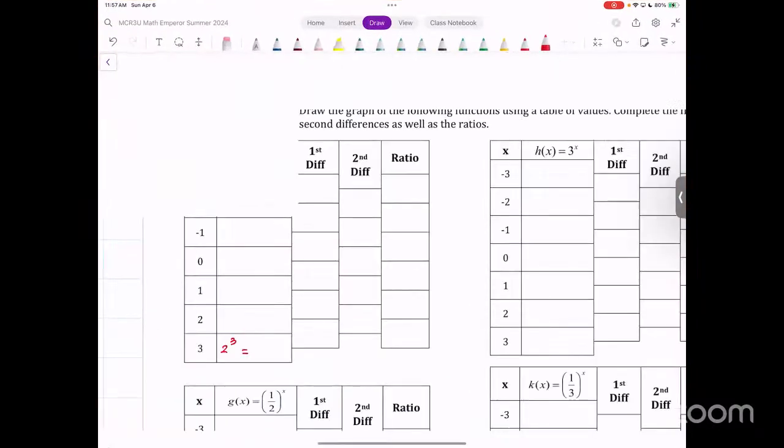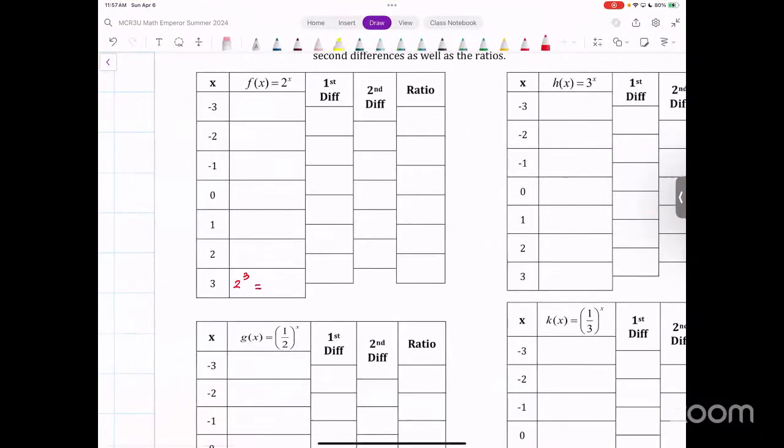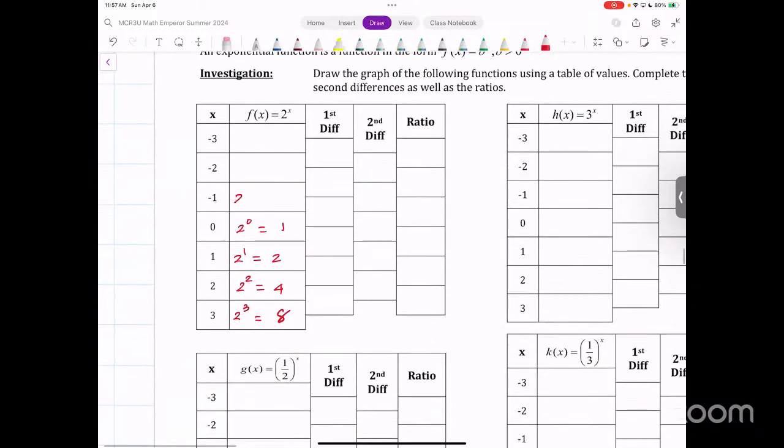So this one, you know what 2 to the power of 3 means? It's 2 multiplied 3 times, isn't it? So which is 8. 2 to the power of 2, 2 to the power of 1, 2 to the power of 0, 1. Now 2 to the power of -1, I'm going to rewrite in positive exponent form as 1/2. 2 to the power of -2 in positive exponent form is 1/4, 2 to the power of -3 in positive exponent form is 1/8. What we want to do is take the first difference.